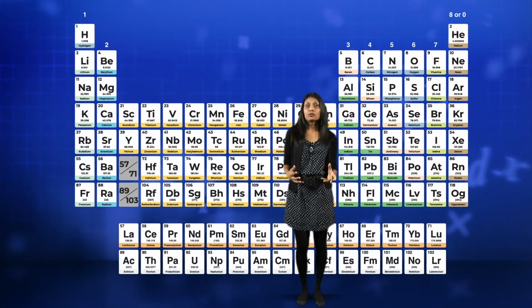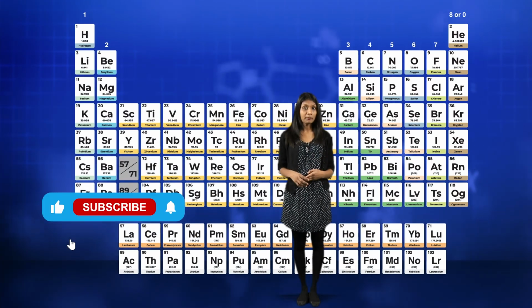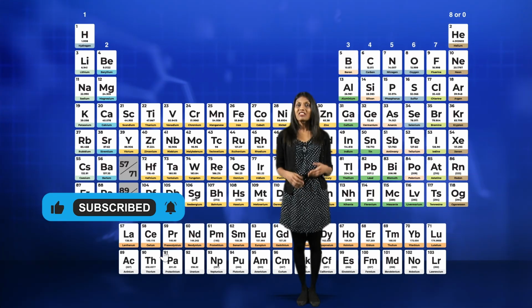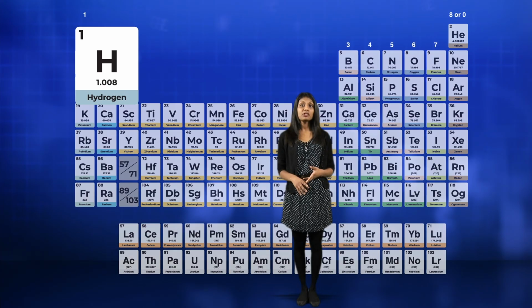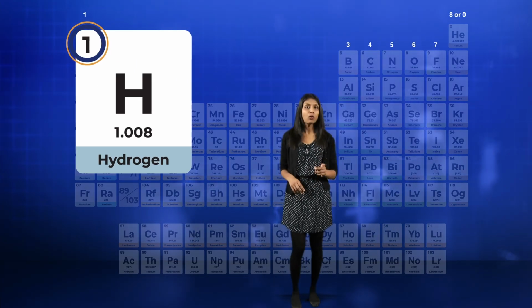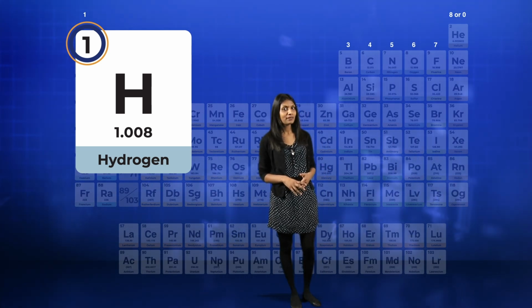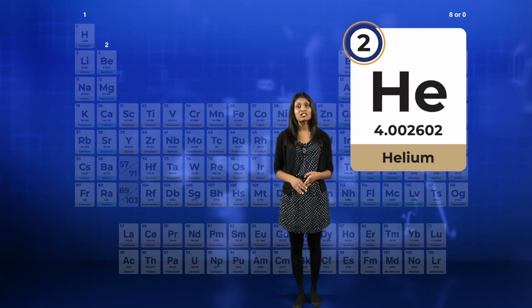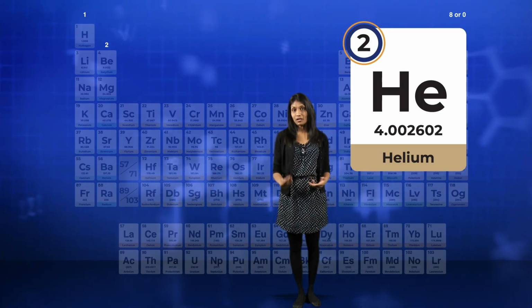Now, elements are ordered by their atomic number, which means the number of protons in their atoms. The lightest element has a proton number or atomic number of 1, which is hydrogen. The second lightest element is helium, which has an atomic number of 2, and so on.